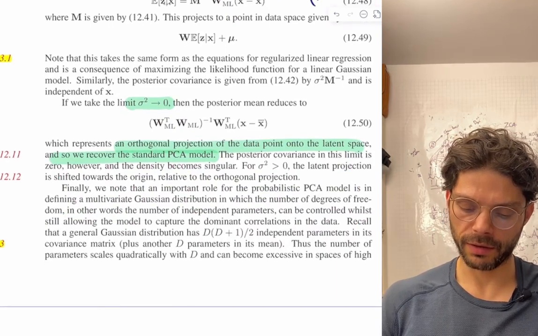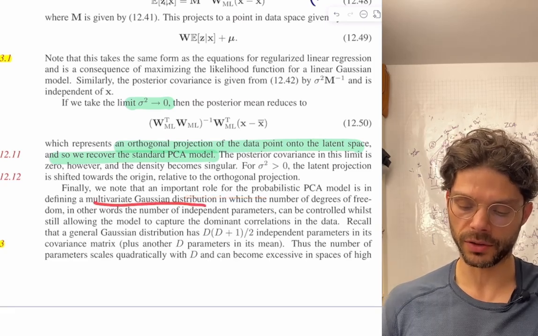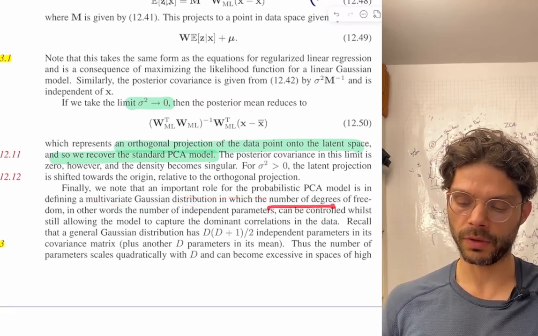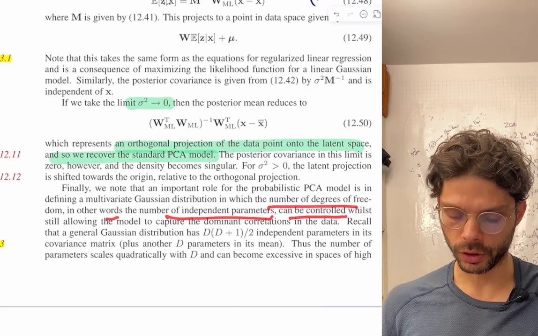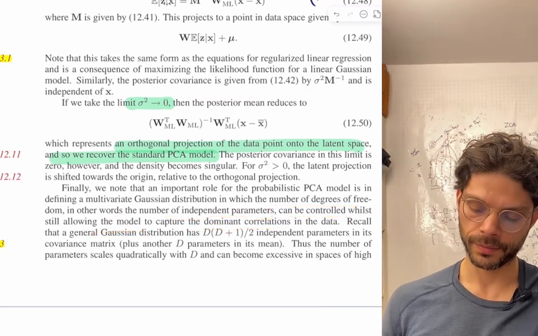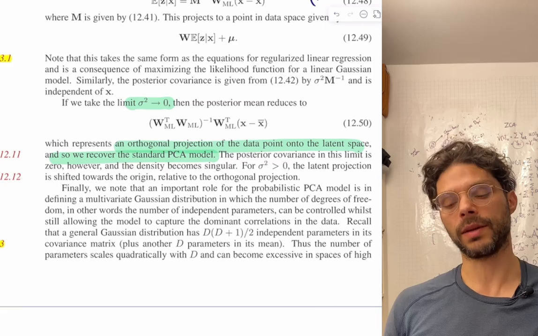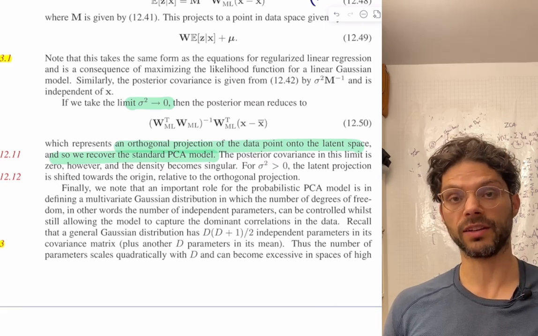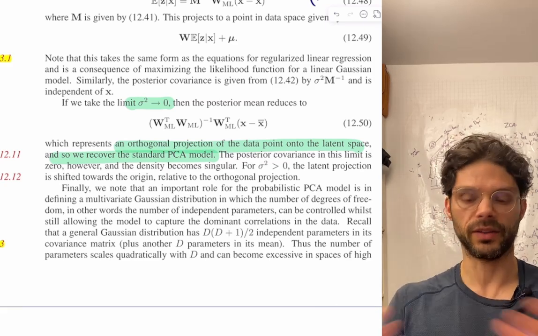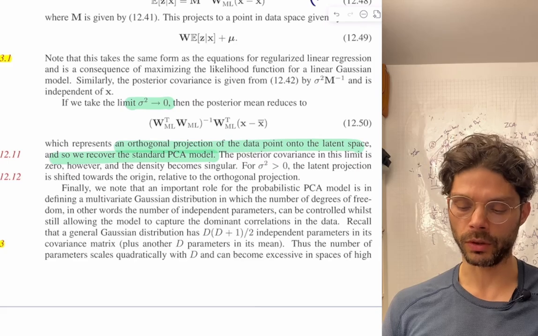Okay. Now, finally, we note that an important role for the probabilistic PCA model is in defining a multivariate Gaussian distribution in which the number of degrees of freedom, in other words, the number of independent parameters, can be controlled while still allowing the model to capture the dominant correlations in the data. So here we've chosen the dimension of the latent subspace, so we can pick how many of the top correlations we want to keep.